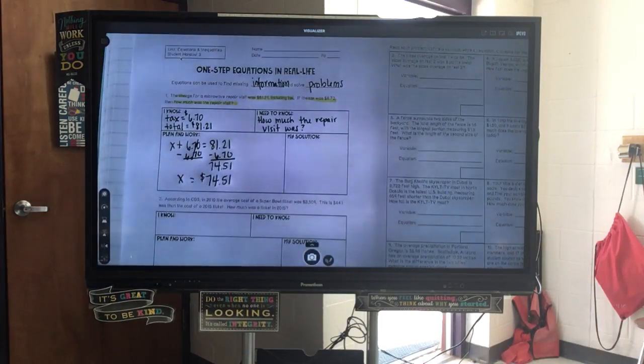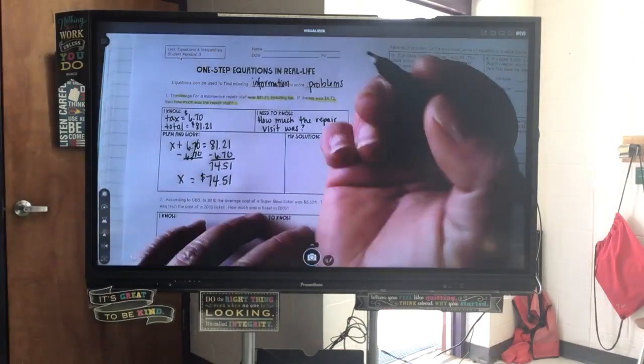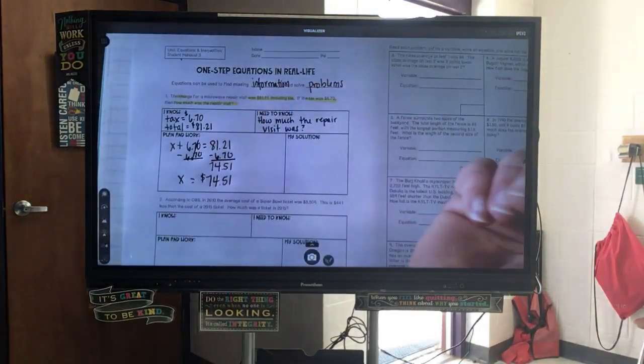Now what does that $74.51 actually represent in our problem? But what does it represent? Because what are we trying to find? Remember, we wrote it. What do we need to know? Christiana? How much the repair visit cost? Okay, so the $74.51 represents how much just the repair costs by itself, not including the tax, not including anything else. How do I check to make sure that this is correct though?